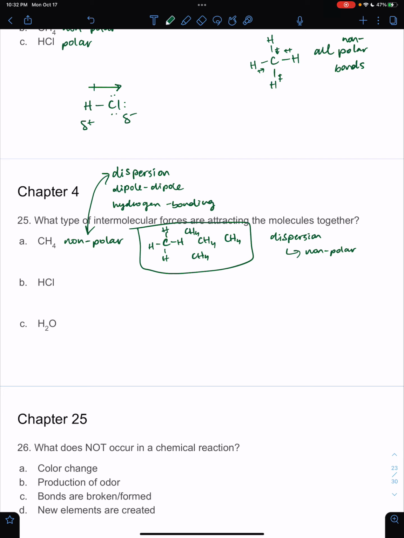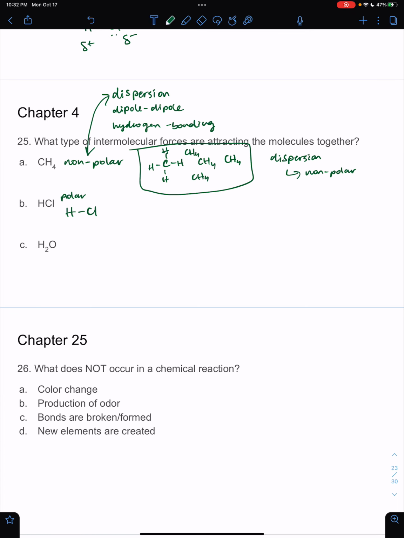Okay, and then looking at HCl, we just said up there that this is a polar bond. So if you have a polar bond, you're deciding between dipole or hydrogen bonding. So in this one, there are specific rules that you have to remember with hydrogen bonding. A hydrogen bond is polar, but it has to be between a hydrogen and an oxygen, hydrogen and a nitrogen, or a hydrogen and a fluorine.